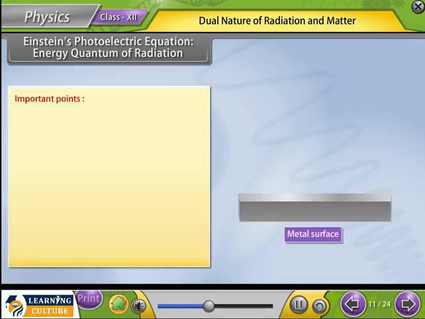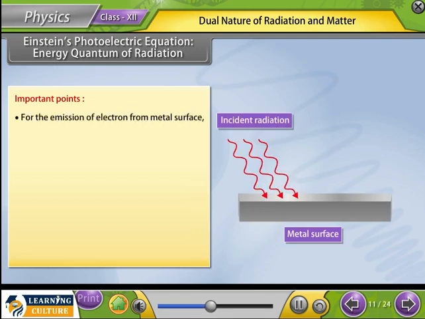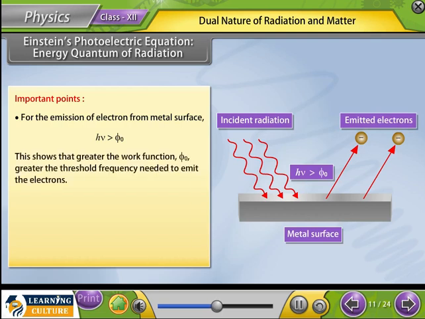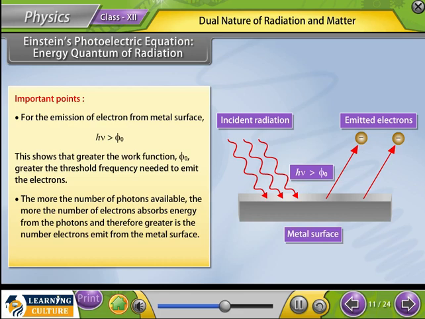Important points. For the emission of an electron from the metal surface, h nu must be greater than phi 0. This shows that the greater the work function phi 0, the greater the threshold frequency needed to emit the electron. The more photons available, the more electrons absorb energy from the photons, and therefore the greater is the number of electrons emitted from the metal surface.